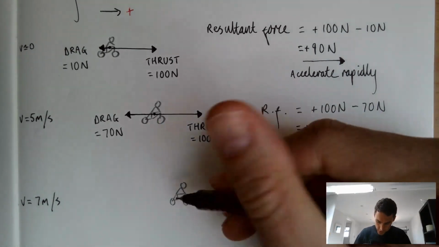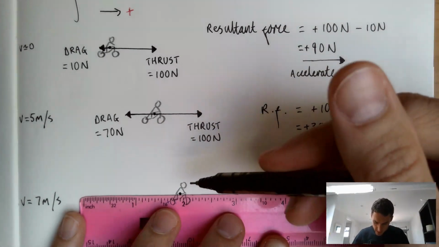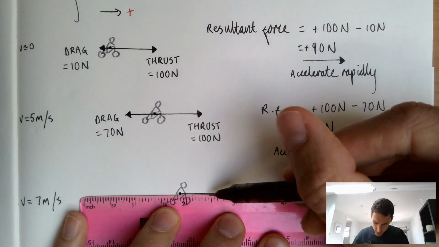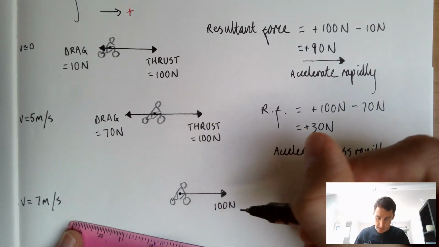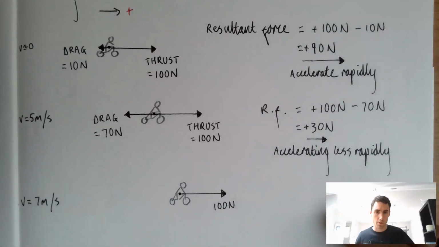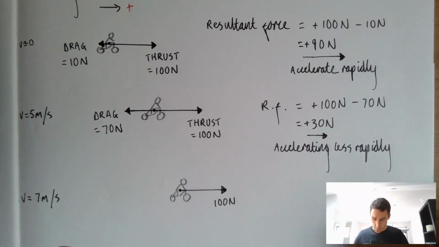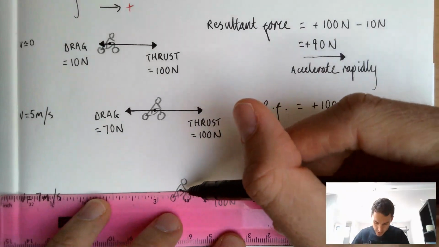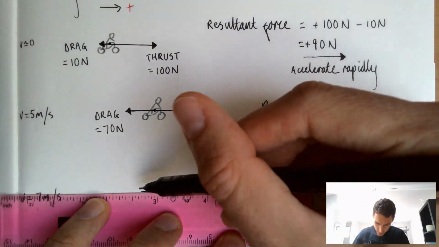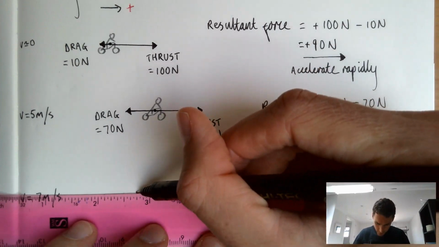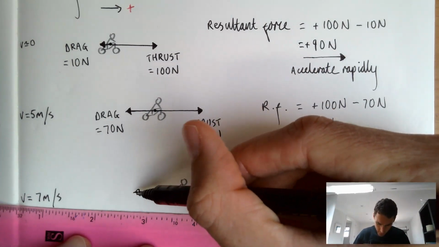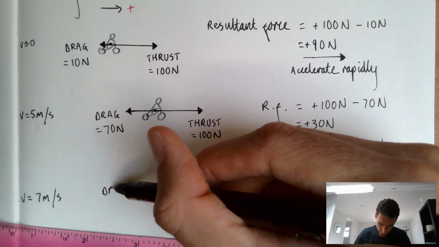I'm going to draw the forces. Now what you can say is at this point, thrust is still going to be the same as it was, 100 newtons, because the cyclist is still generating the same force. That's what we're going to assume. But in this case, now, let's say the drag has got up to 100 newtons. I need to make sure those arrows are similar length. Maybe I'll make that a bit longer. So now the drag is 100 newtons.